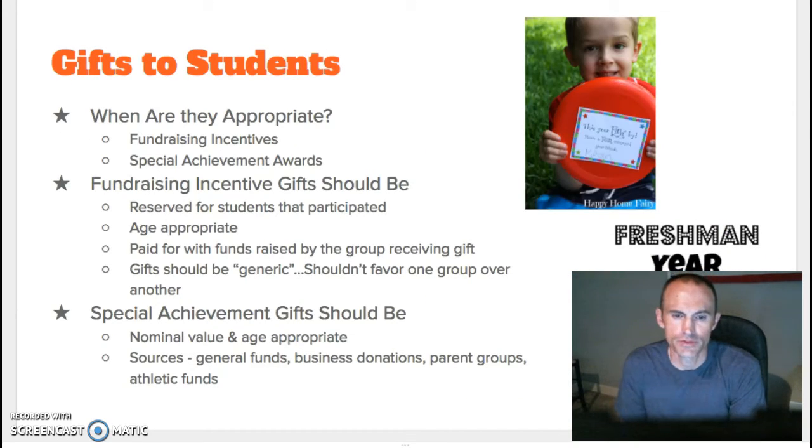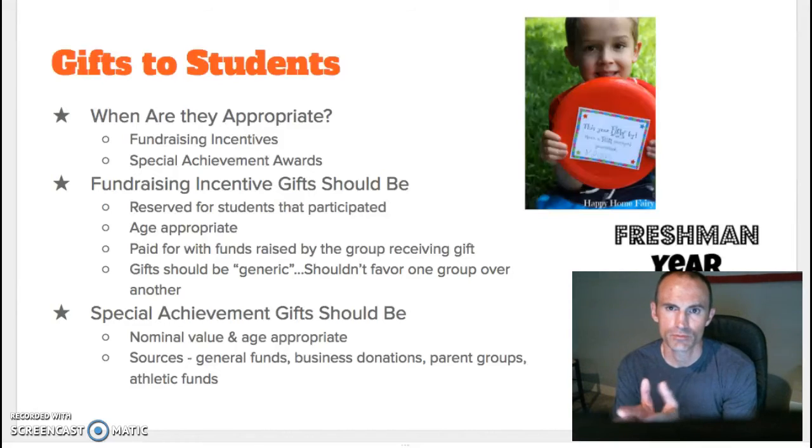So first off, giving gifts to students. When are they appropriate? They're appropriate for fundraising incentives. We've all been in schools when there was a contest of some kind, and in order to incentivize students, a gift of some kind was given away to the top sellers, for instance. That's perfectly okay. Also, special achievement awards. Maybe students who score high on a test would receive something. In a past school I was in, high achievers, high test takers would receive a day where the school would take them to the movies. So things like that are allowed.